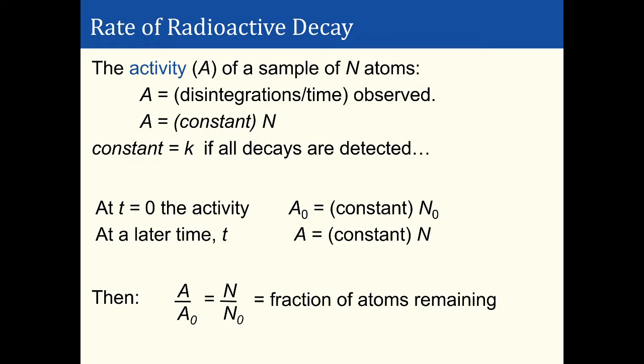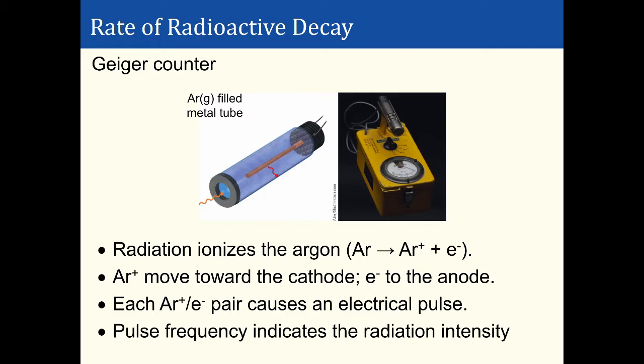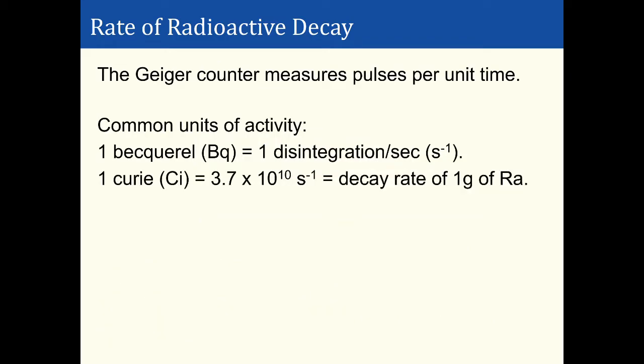So we can use activity instead of the number of atoms for determining the rate of radioactive decay. To calculate the activity, we usually use the Geiger counter, which we already discussed last time. The Geiger counter measures pulses per minute. So we have units of activity here.